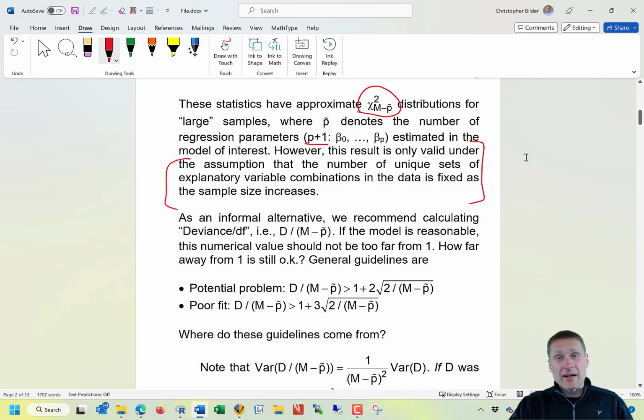Unfortunately, this chi-square distribution approximation often does not work well. The reason is that it assumes the number of unique explanatory variable combinations, in terms of a logistic regression model, the EVPs, remains fixed as the sample size increases. If that doesn't occur, then this chi-square approximation may not work well. So if you have a continuous explanatory variable in your data set, this statistic is one you would not want to use with a chi-square distribution approximation.